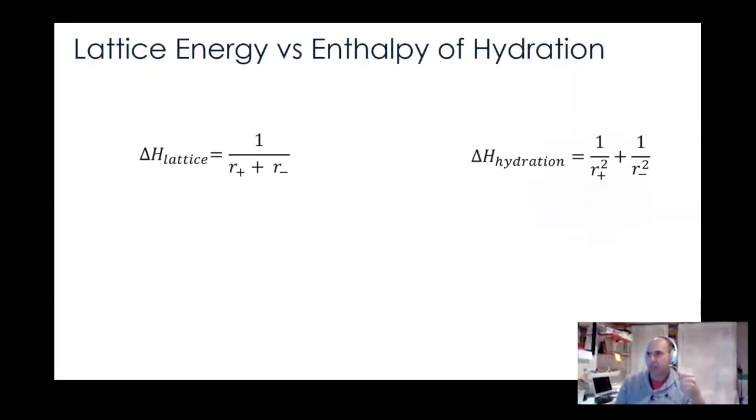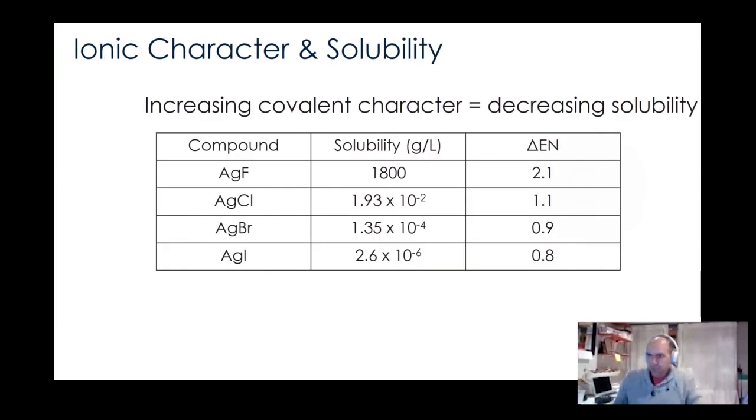Right. So it turns out, and we don't need to know the math on this, but lattice energy is proportional to 1 over r, and hydration is 1 over r squared. That is not the important thing. What I actually want you to pay attention to are these two factors that I'm going to talk about. The first one is ionic character. Now, what does that even mean? Because it's not something we have discussed very much.